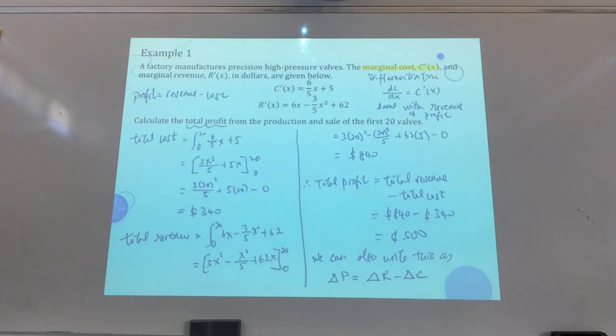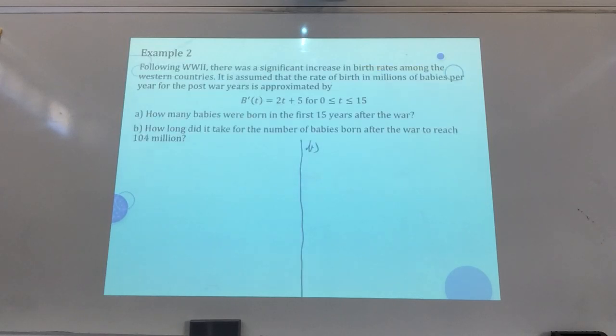Let's look at example 2. I want you to try this out. Following World War II, there was a significant increase in birth rates among the Western countries. It is assumed that the rate of birth in millions of babies per year for the post-war years is given. Alright? So you're given the rate. This time think about the rate, then we want the birth. We want to think about how many births there are. Now, I highlighted the word millions because when you answer a question like this, you must answer in terms of millions. Alright, millions of babies.